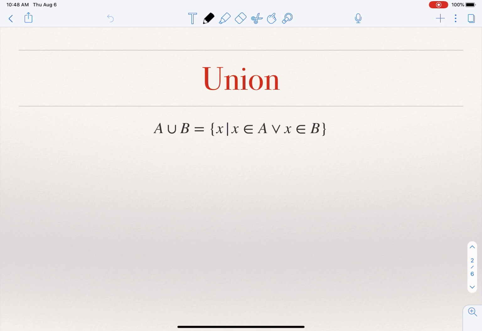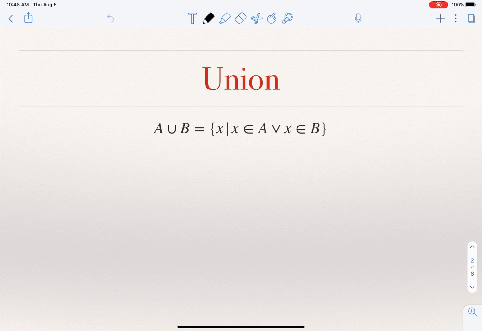If you give me two sets, A and B, the union of A and B is the set that contains all the elements that are in either A or B. Now remember that an element cannot appear in a set more than once. So if an element is in A and in B, we list it only once.